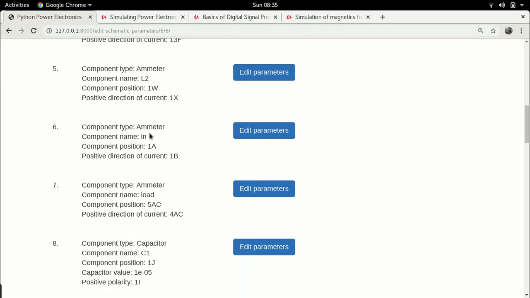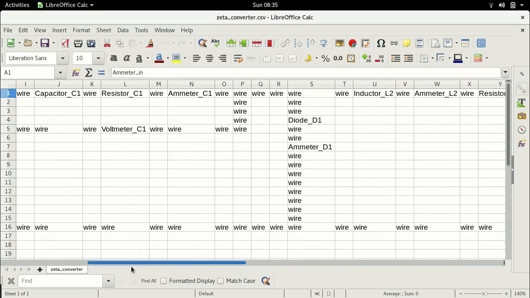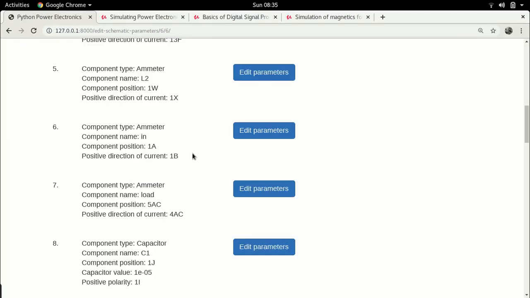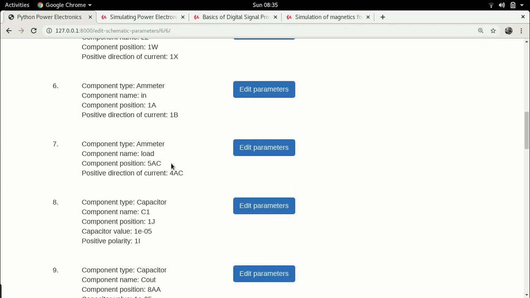And then there is ammeter in. This should be towards the right because it's pretty obvious. The current flows in the clockwise direction. So this is 1B. That's correct. So there is no need to change it.